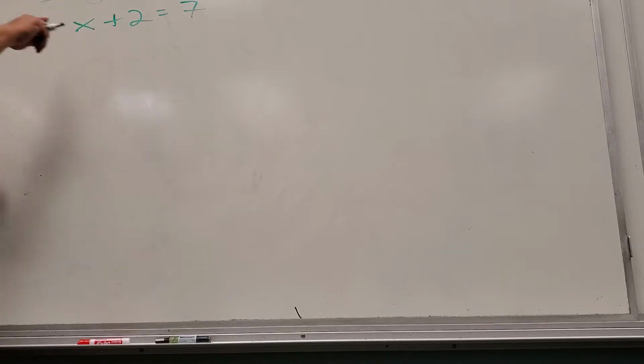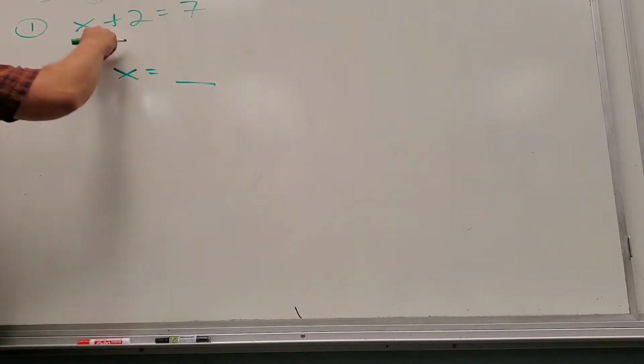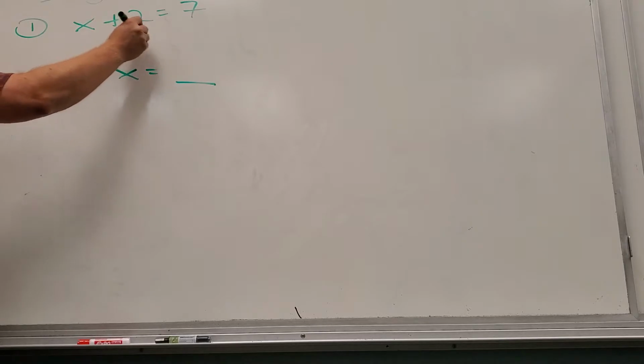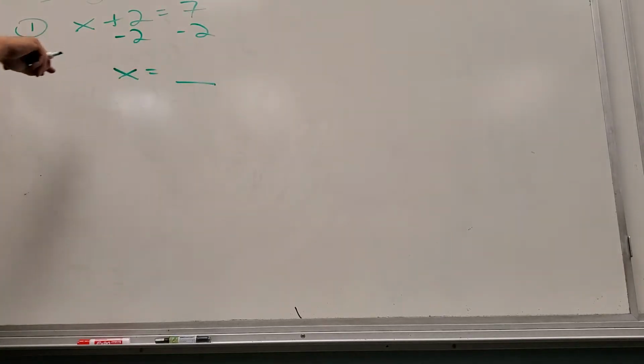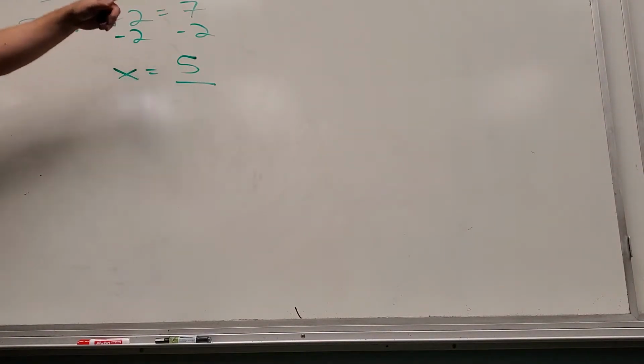Because again, the idea is to unbury the x. You're trying to get x equals something so then you know what it is. So why is the x not by itself? The 2. What do I do to kill it? Opposite operation. So x equals 5. And you can always check your work by putting that back in. 5 plus 2 is 7.